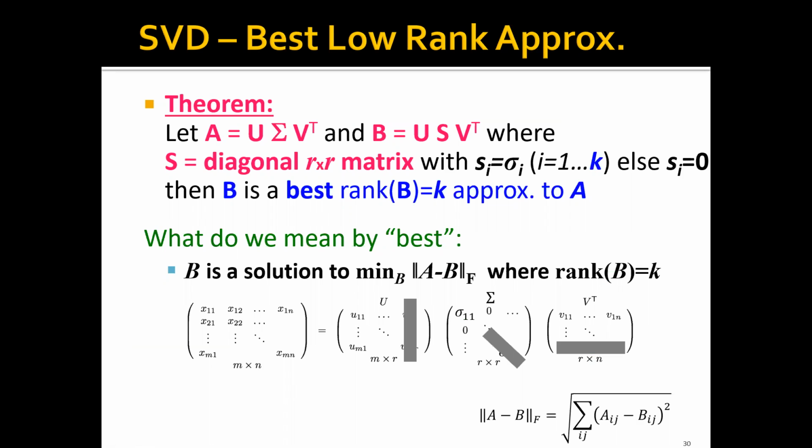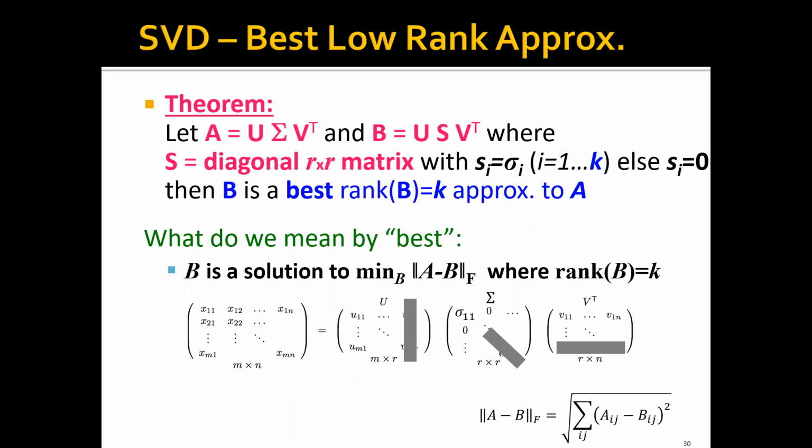Formally, we have the following theorem: let A equal U sigma V transpose and B equal U S V transpose, where S is the diagonal r by r matrix where we only keep the first k singular values in sigma and set all the others to 0. Then B is the best rank k approximation to A.